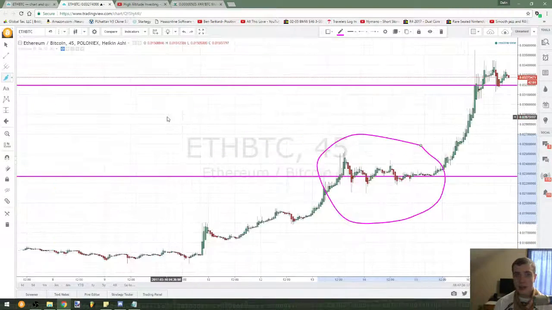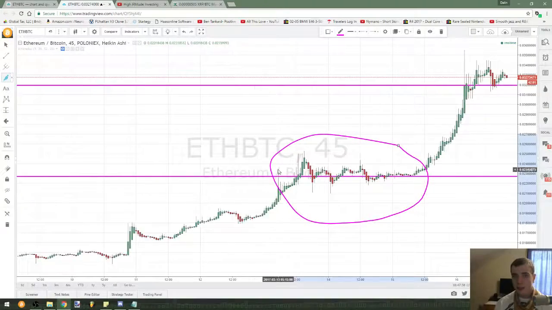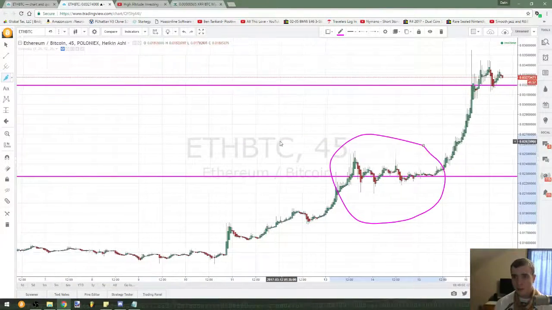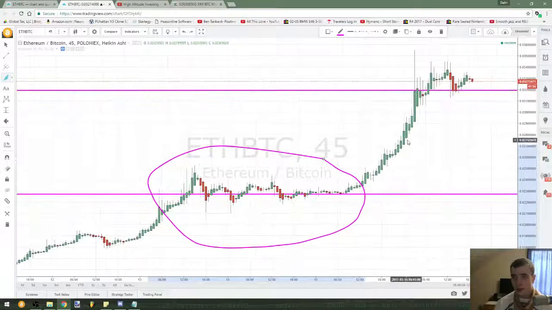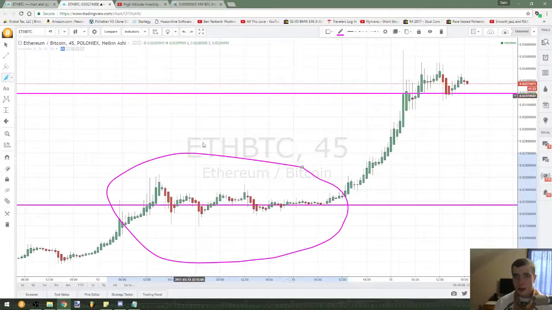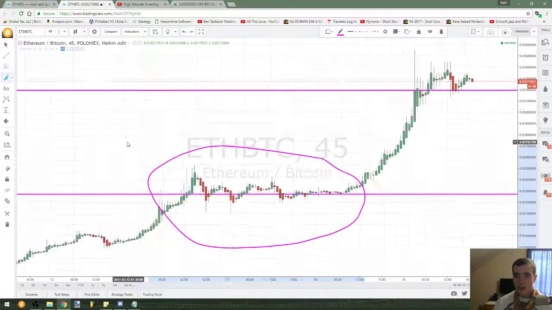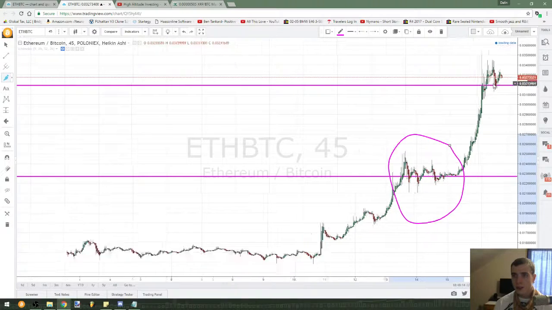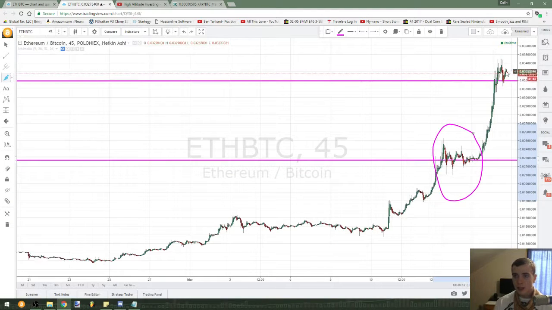I also like to use the different candlesticks. I like the Heikin-Ashi, and that's what I generally use, and you can't do that on Poloniex. So this is looking pretty good. It's in support and resistance right now.